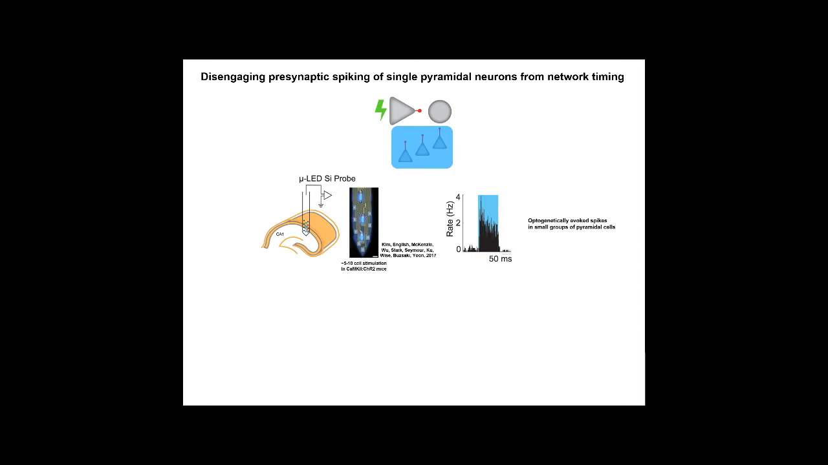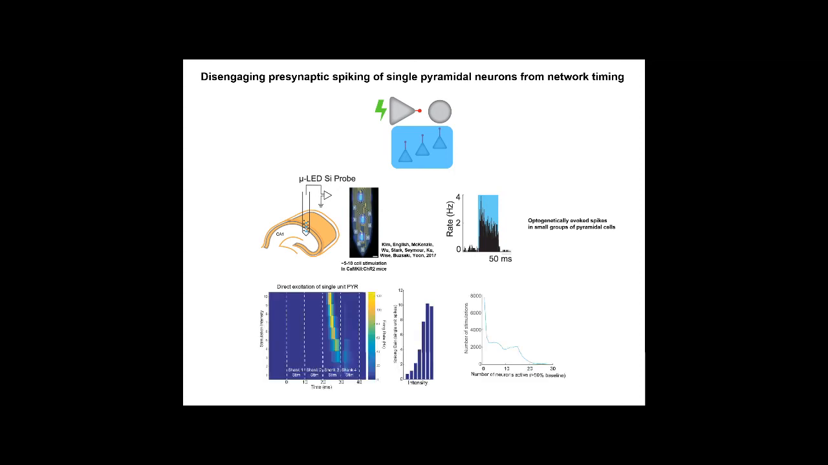Like I said, on the right you see this plot. These cells fire more with light, but how specific is it actually? How do we know how many cells we're firing with the light? On the bottom left here, you see direct excitation of single unit pyramidal cells. We're looking at one pyramidal cell of the many we're recording, and seeing how it responds to stimulation of different shanks of the silicon probe.